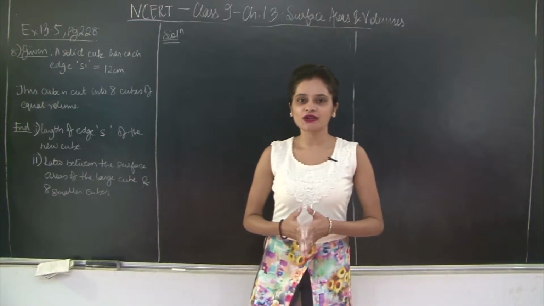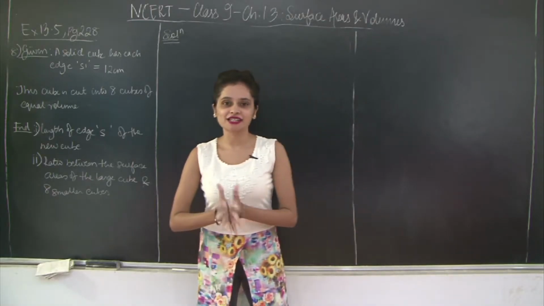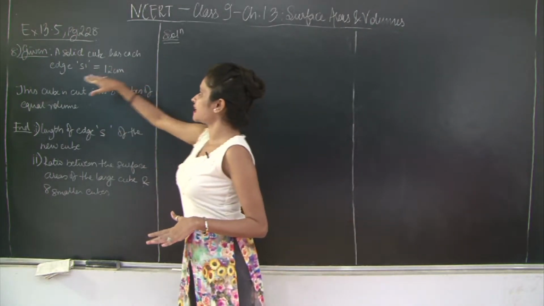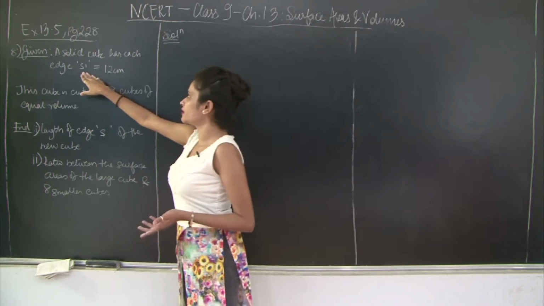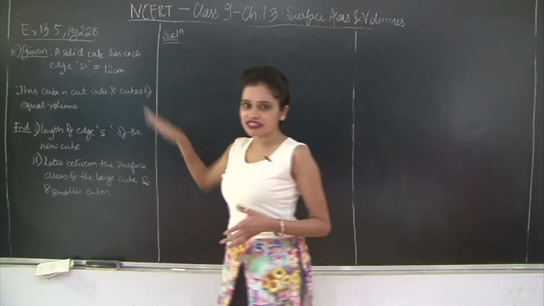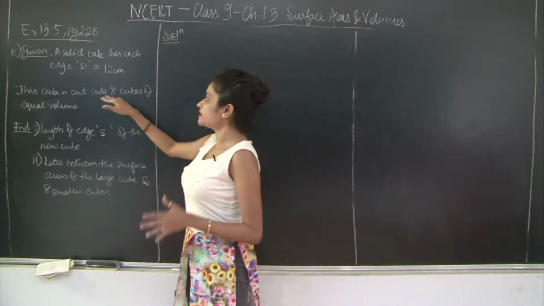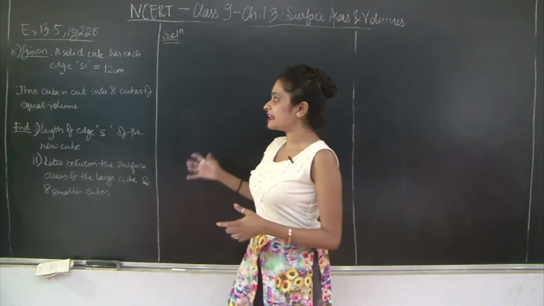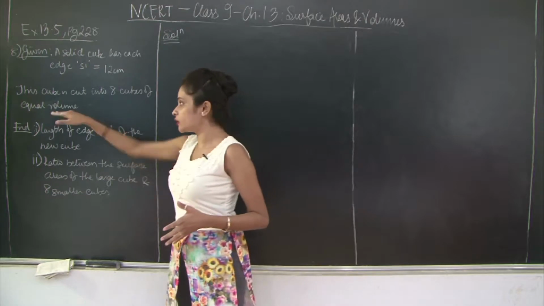Hello students, let us take a look at question number 8 of exercise 13.5 of chapter 13. It's been given that a solid cube has edge, I've just given it a name S1, as 12 centimeters. This cube is further cut down into 8 smaller cubes, and the peculiarity is that each cube has equal volume.